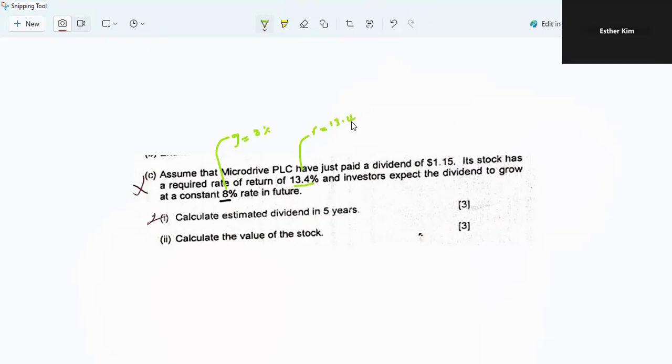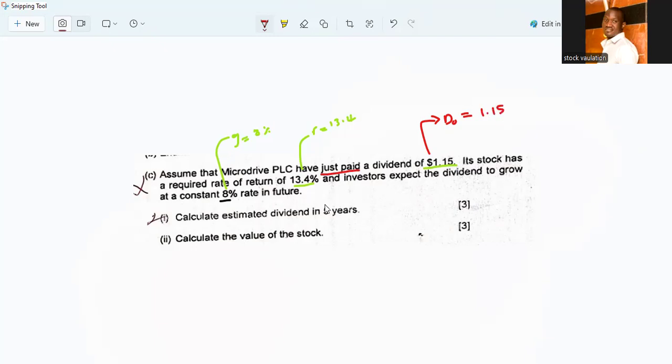And then we have the dividend itself. Is it D1 or D0? When we hear just paid, it is D0. When we hear that it will pay a year later or the following year, that is D1. So this is D0, which is 1.15.